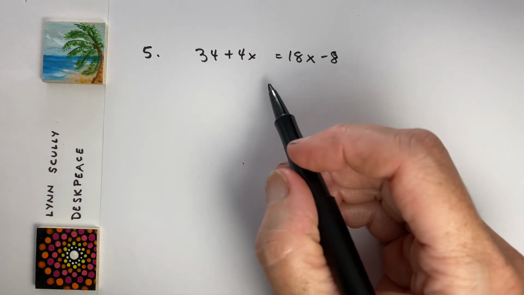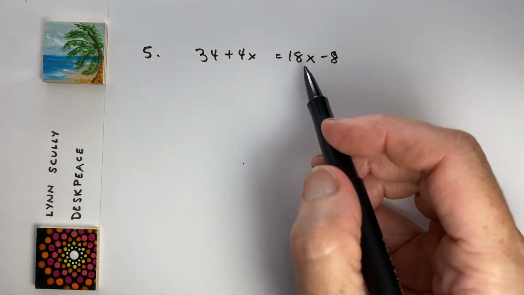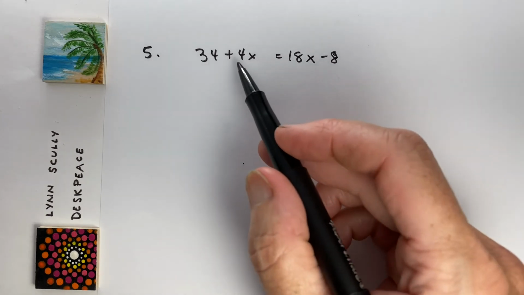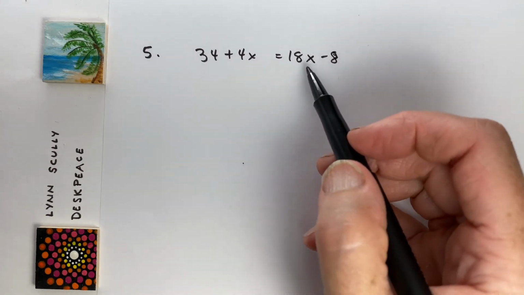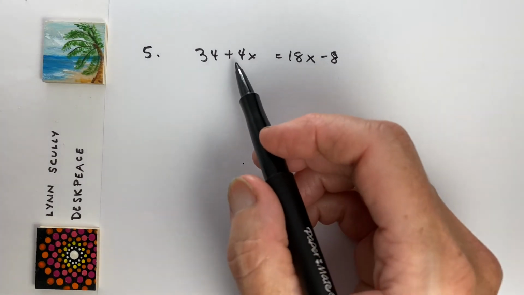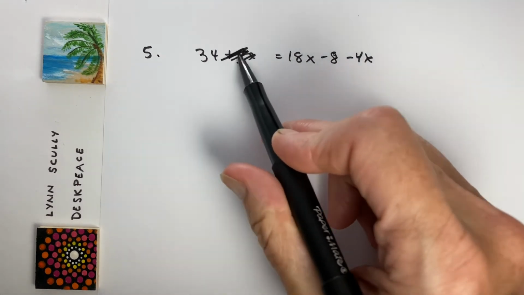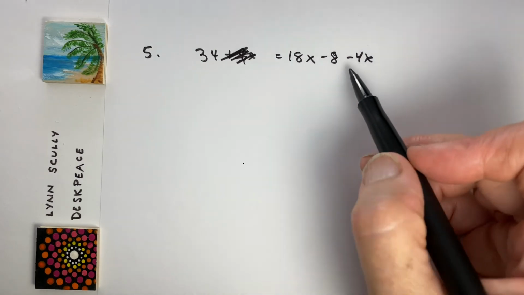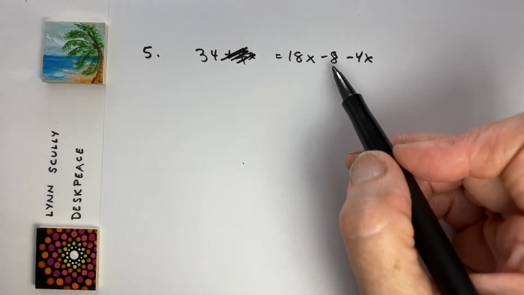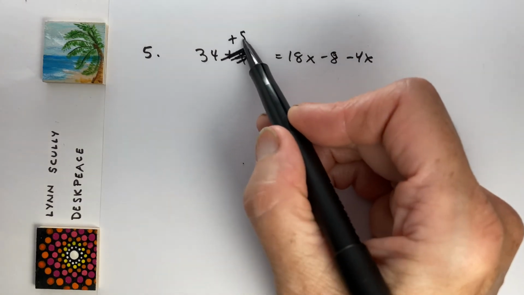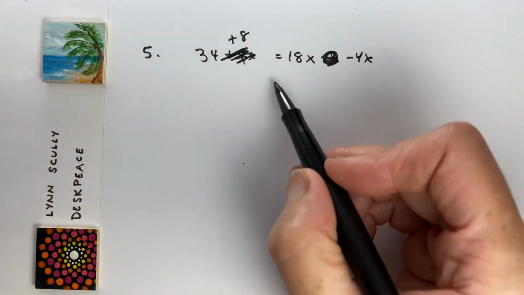Number 5, 34 plus 4x equals 18x minus 8. I see 18x is here and 4x is here, so I'm going to choose this side to move these x's over by subtraction. Now I want to get only x's on this side. This 8 here has no x's with it. He's attached by subtraction, moving by addition to the other side of the equal sign.